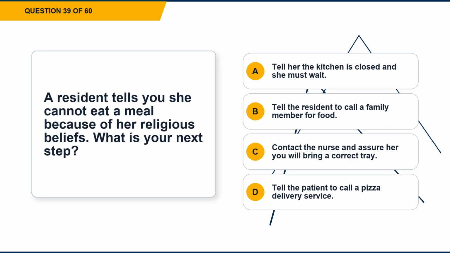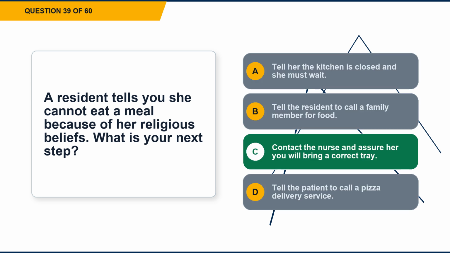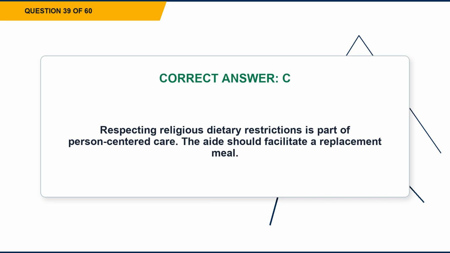Question 39. A resident tells you she cannot eat a meal because of her religious beliefs. What is your next step? Option A, tell her the kitchen is closed and she must wait. Option B, tell the resident to call a family member for food. Option C, contact the nurse and assure her you will bring a correct tray. Option D, tell the patient to call a pizza delivery service. The correct answer is option C, contact the nurse and assure her you will bring a correct tray. Explanation: respecting religious dietary restrictions is part of person-centered care. The aide should facilitate a replacement meal.